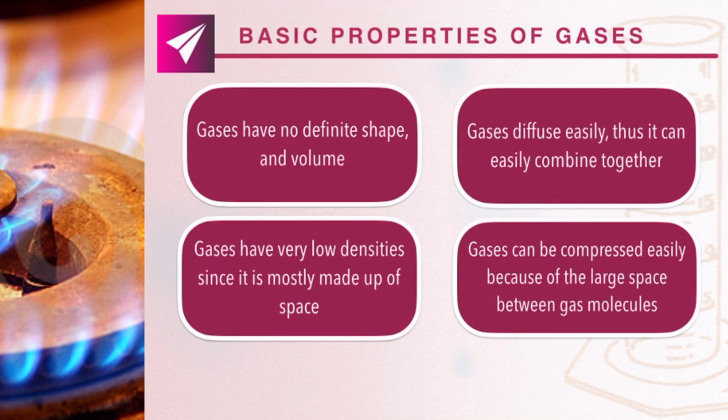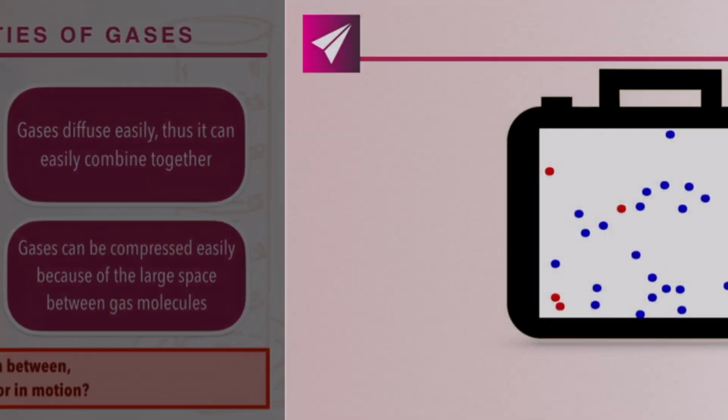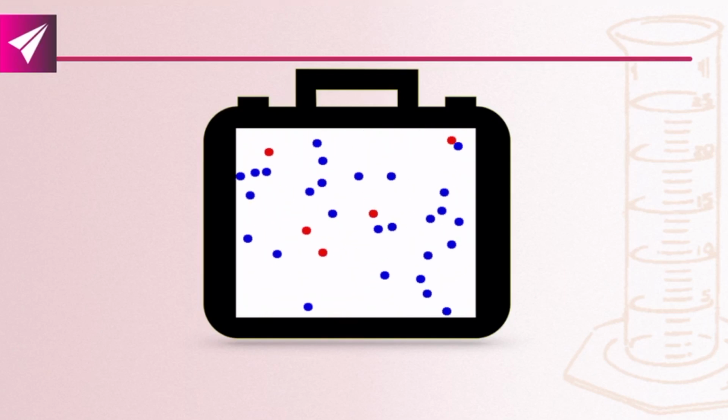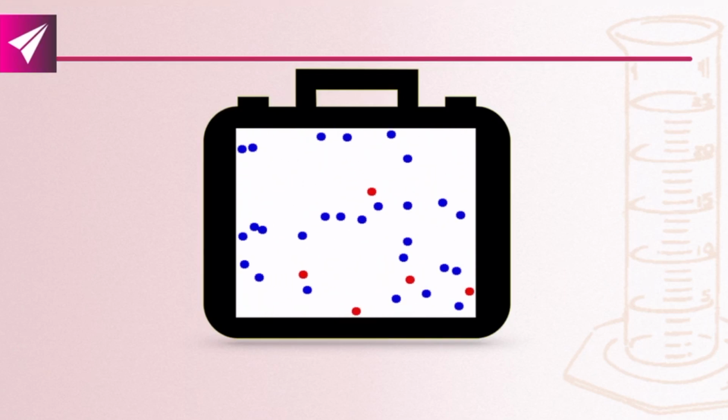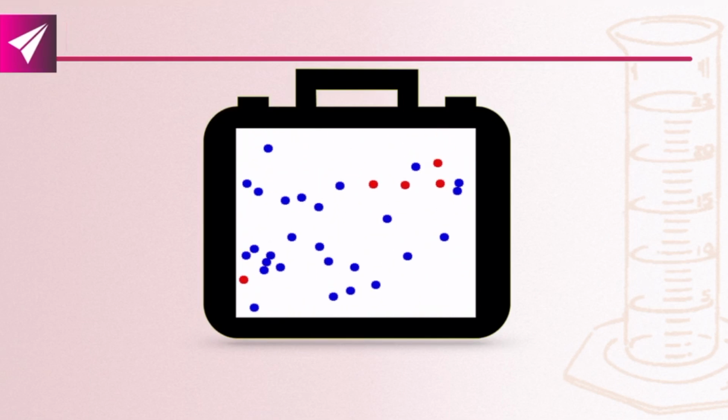Based on these four properties, we can see that gases have very different properties compared with solids and liquids. However, we must ask ourselves a question: are gas particles stationary or in motion in space? I will give you a moment to think about the answer. You may pause the video for a while. If you are thinking that gas particles are in motion, your answer is correct. As a matter of fact, this notion that gas molecules are in constant motion gave rise to a theory known as the kinetic molecular theory.